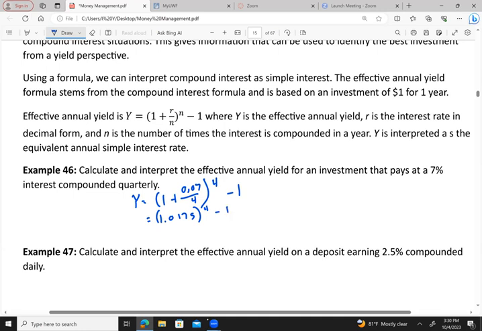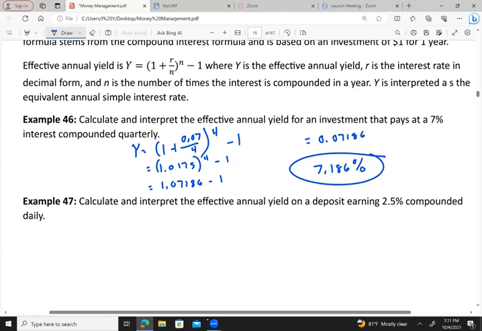So take it to the fourth power, and I get 1.07186 minus 1, which gives me 0.07186 or 7.186%. This would be if we calculated as simple interest, that's what we would need to do the same as compound interest at 7%. So the compound interest gives us a little bit of a boost.